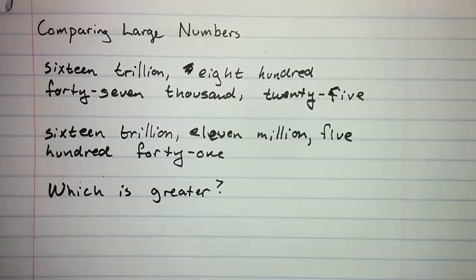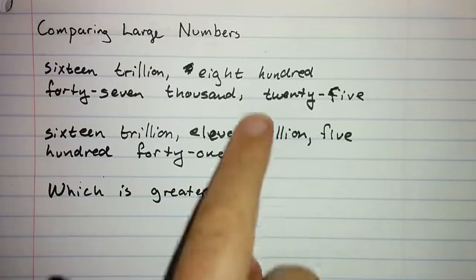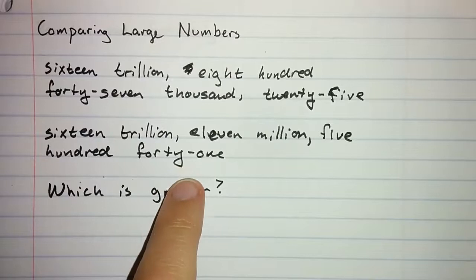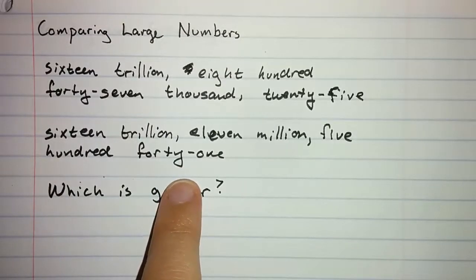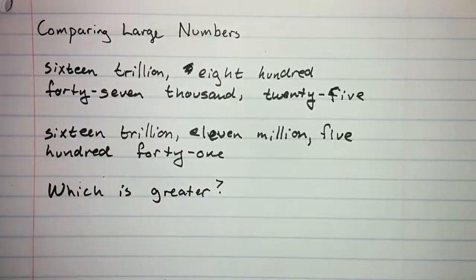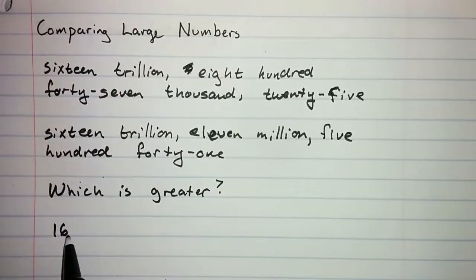So, I'm going to ask you to pause the video and try writing out these two numbers in numeral form, and then we'll see if you get the same thing as I do. Pause the video and try it now. Okay, so the first number, 16 trillion. So 16 trillion.